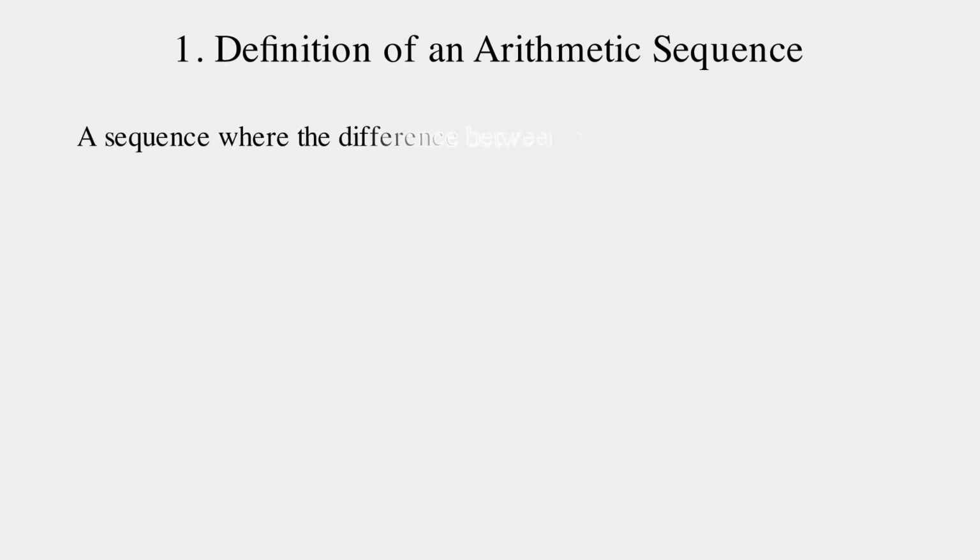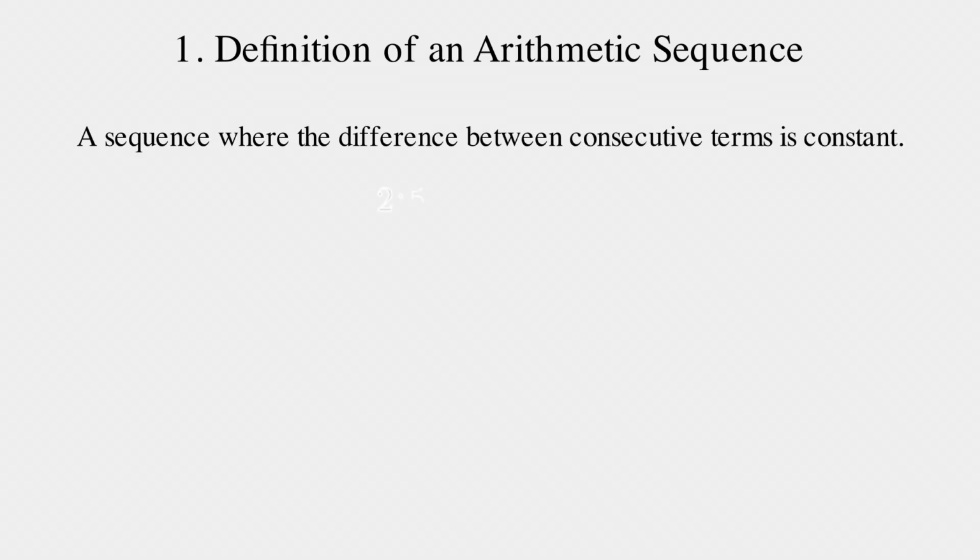Let's break down the core concepts we'll need. First, what exactly is an arithmetic sequence? Simply, it's a sequence of numbers where the difference between consecutive terms is constant. For example, in the sequence 2, 5, 8, 11, 14, you can see that each term is obtained by adding 3 to the previous term. This constant difference is what makes an arithmetic sequence.